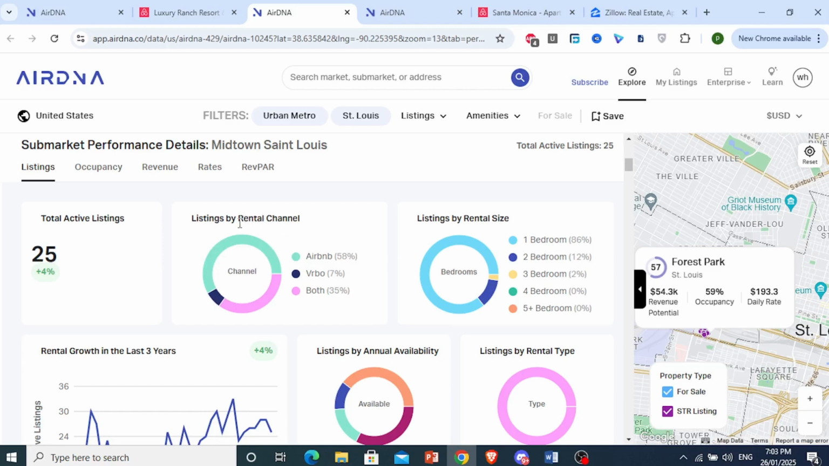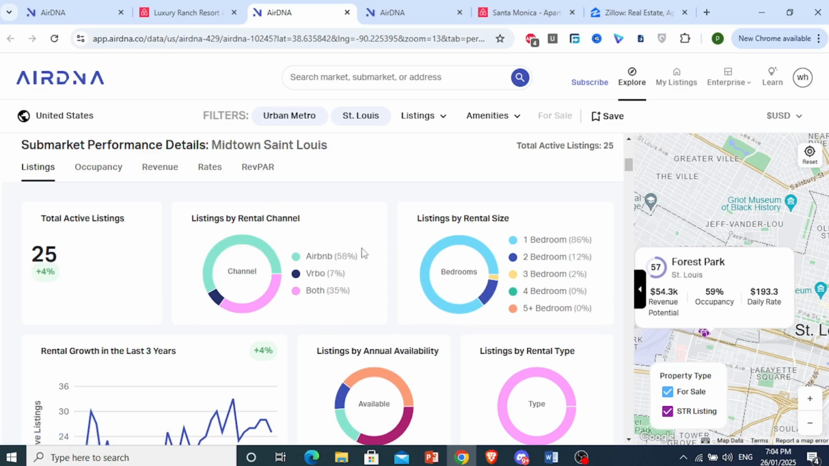And then you come here and see where these listings are usually listed, what rental channel. So we can see that 58% of them are listed on Airbnb, and we have 7% listed on Vrbo, and then we have 35% that are listed on both. There are also other websites that are not taken into account by AirDNA, but these are the main websites, so those are taken care of.